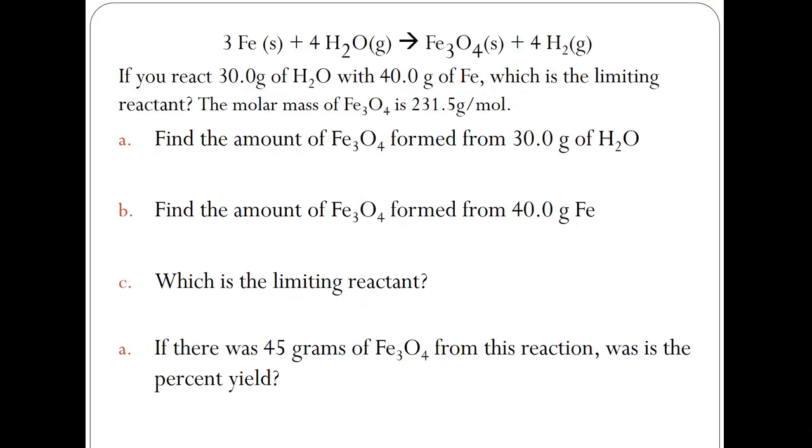Okay, let's do another example. And I'm going to use the same balanced equation just to show you that you can look at different amounts of your reactants. And again, you are going to just pick one product to find. So I could use that H2 because that is also a product, but this one specifically asks about the iron oxide. So let's go ahead and solve for this. It says find the amount of this product formed from 30 grams of water.